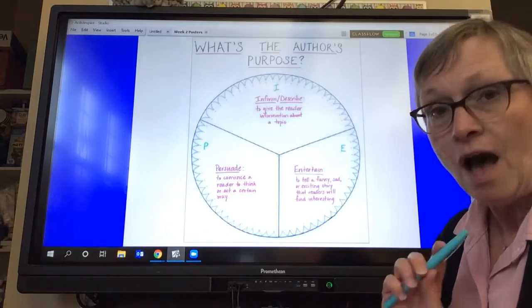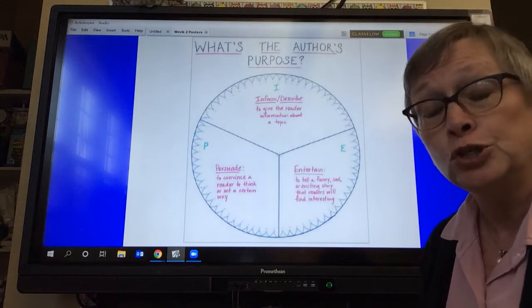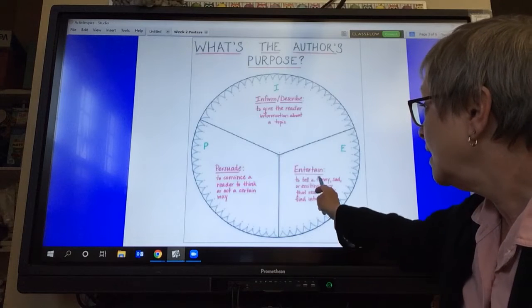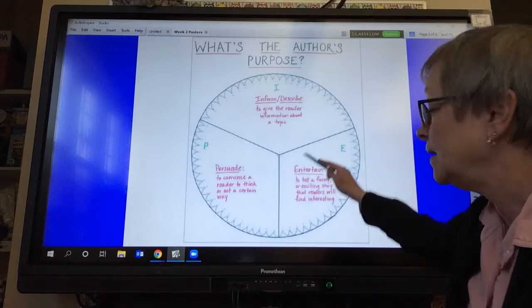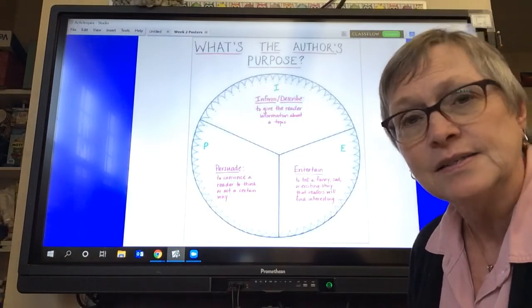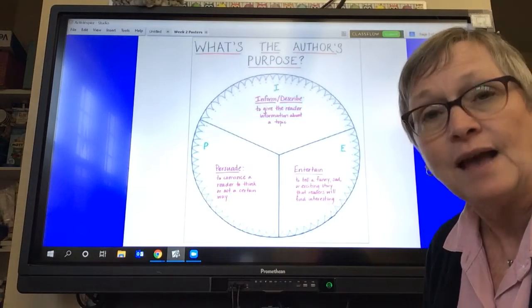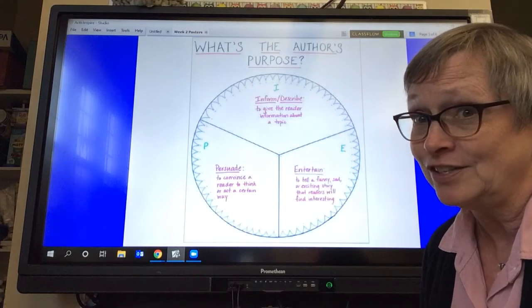I think the author's purpose in Two Wool Gloves is this one right here. It's to entertain. There's an E right there. It's to entertain us. It's to tell us a fun story. And this is kind of a fun story. I really enjoyed this story.